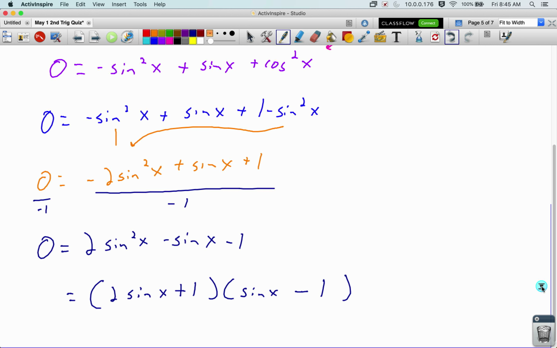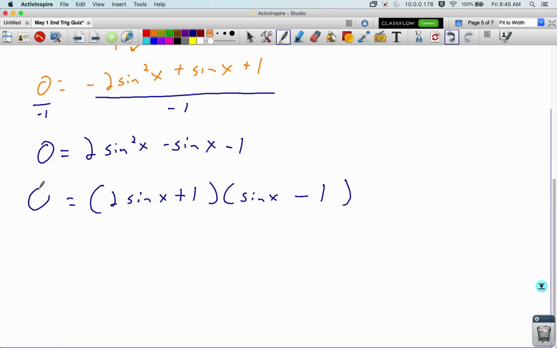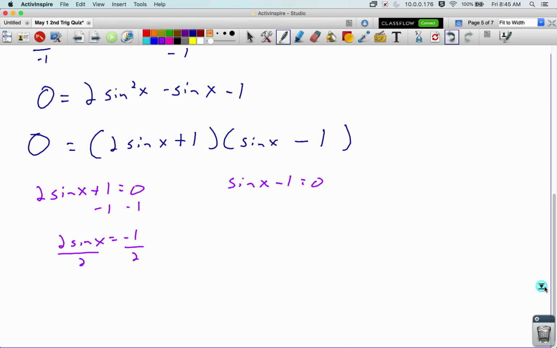Yeah, that works out. All right, this is still equal to 0, so I can use the 0 product property to say 2 sine of x plus 1 equals 0, and sine of x minus 1 equals 0. All right, we'll solve these separately. Now I'm trying to get the sine by itself, so I can move things to the other side. 2 sine of x equals negative 1, divided by 2, divided by 2. Sine of x equals negative 1/2.